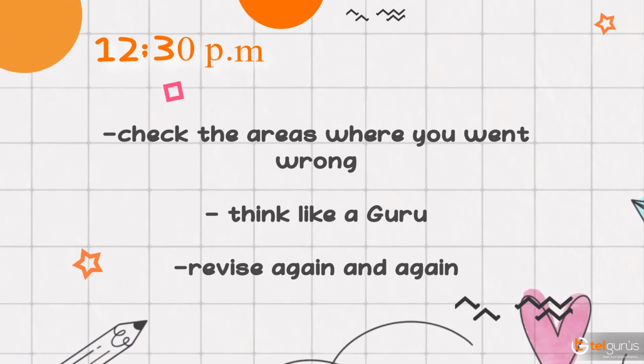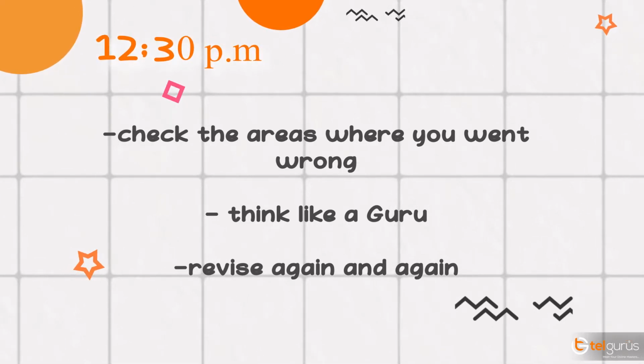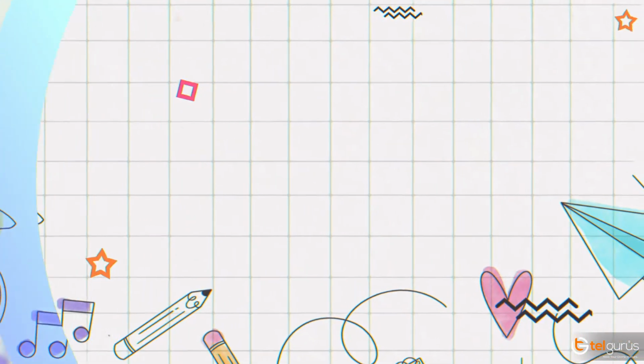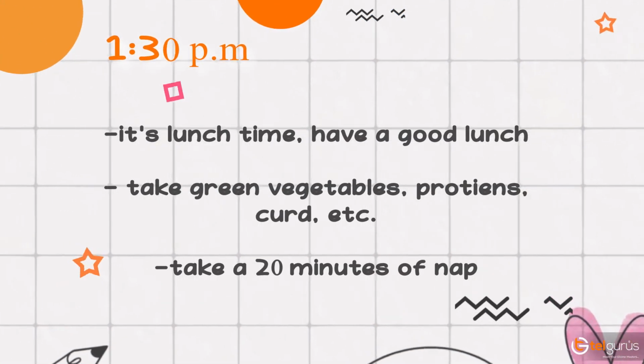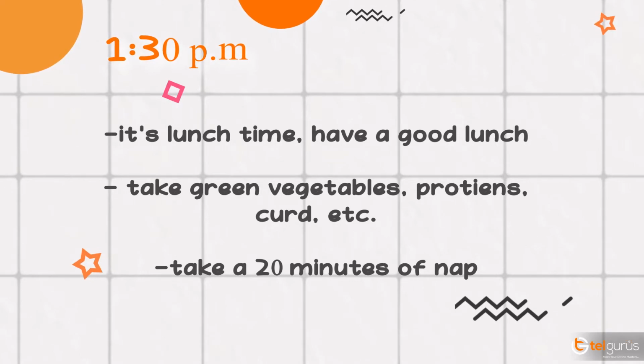At 12:30 p.m., check the areas where you went wrong. Think like a guru. Revise again and again. At 1:30 p.m., have a good lunch. Take healthy food. Also, take a 20 minute nap.